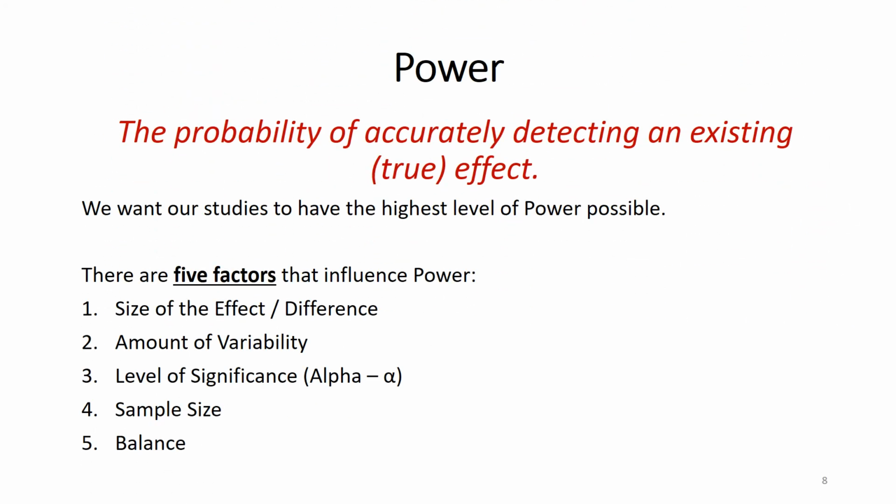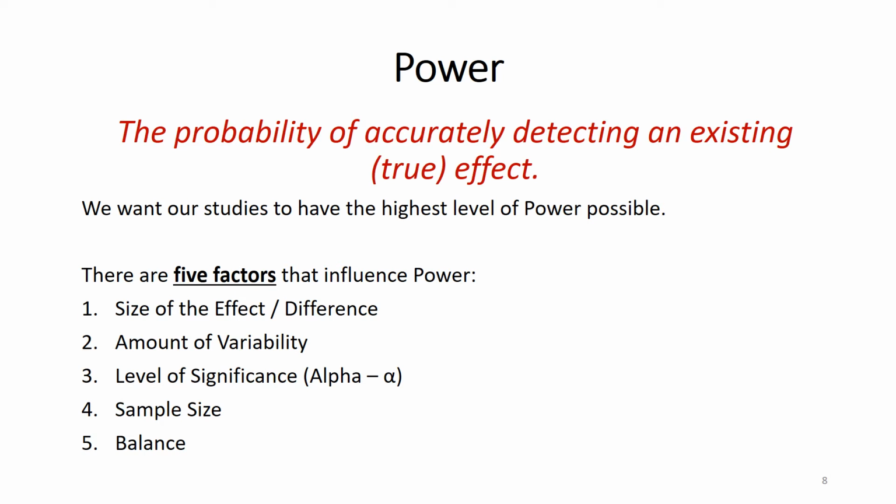Right. So as mentioned previously, power is the probability of accurately detecting an existing effect. In any research study, you want to have the highest level of power possible when you're designing your actual research study. In fact, if you're seeking grant money in order to run a study from the NIJ, the NIH, or any of these other federal or national agencies, oftentimes they ask you to show what your expected level of power is. Typically, the level of power they're looking for is 0.8 or higher.